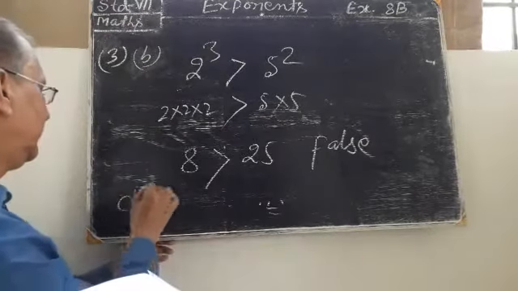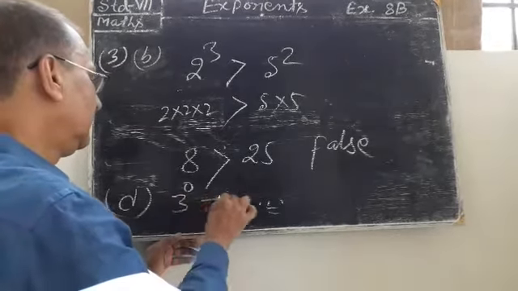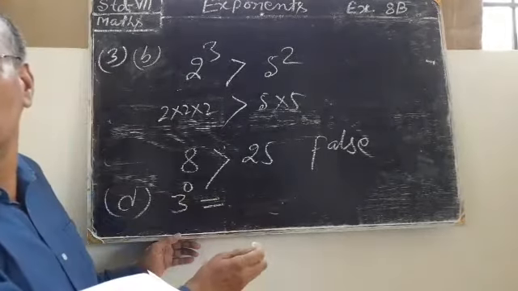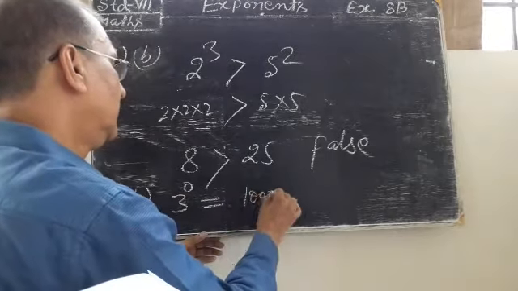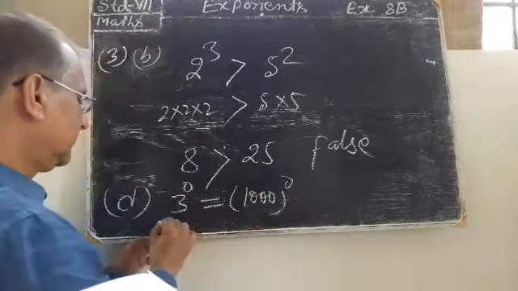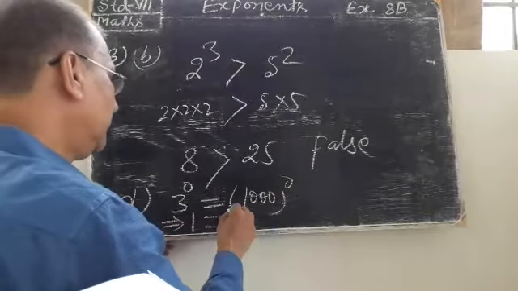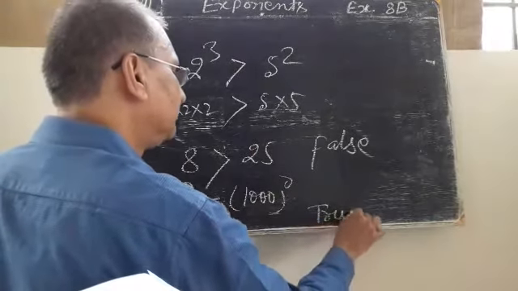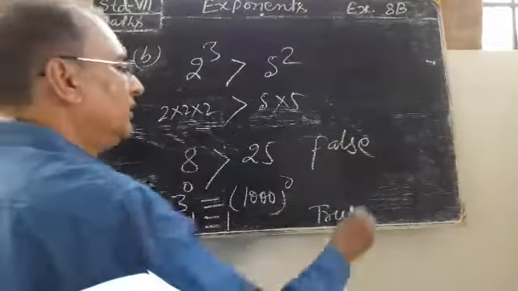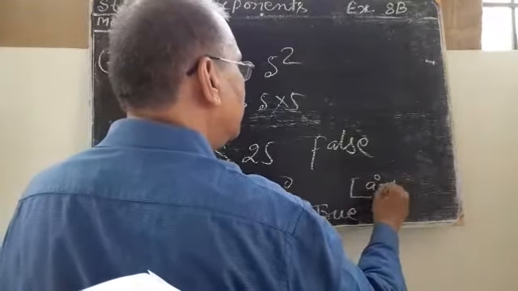Now see one more. The question number D is 3 power 0 is equal to 1000 power 0. Of course 3 power 0 is equal to 1, and 1000 power 0 is also equal to 1. So this is true, because a power 0 is equal to 1.